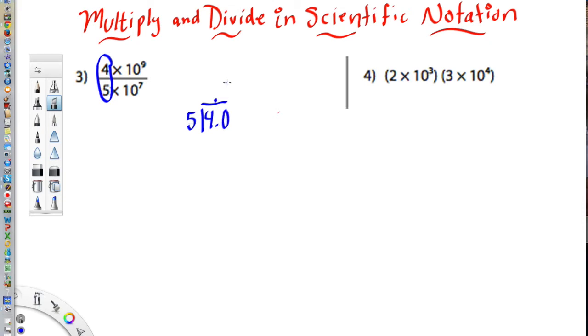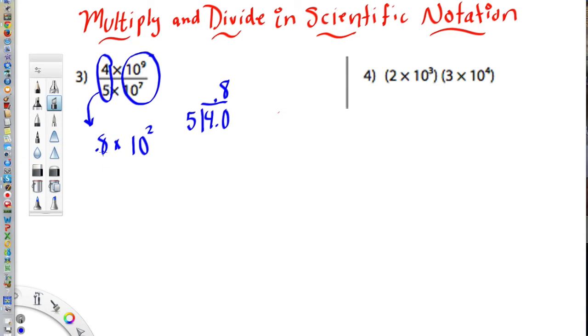5 will go into 48 times. So my answer, 4 divided by 5, is 8 tenths. And then I need to multiply that by 10 to the 9th power divided by 10 to the 7th power. I'm just dividing exponents. When I divide exponents, I subtract their powers. So I'm going to get 10, the base stays the same, 10 to the second power.